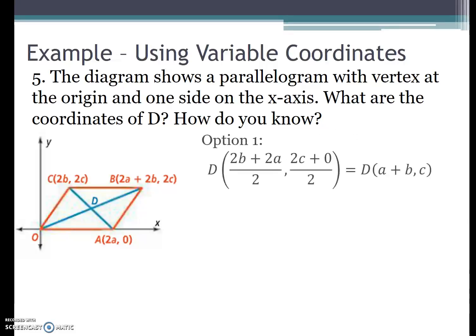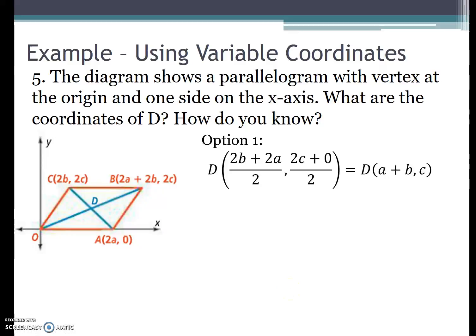We can find the midpoint for CA, so using those guys there. And I'm just going to combine 2B plus 2A divided by 2 and 2C plus 0 divided by 2, either one of those cases, and just simplify. So both of these are divisible by 2, so I can divide that out, leaving with A plus B. 2C plus 0 is just 2C. Dividing that by 2, I just get left back with C.